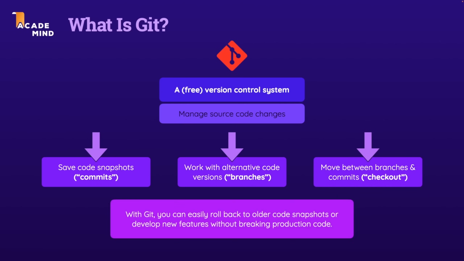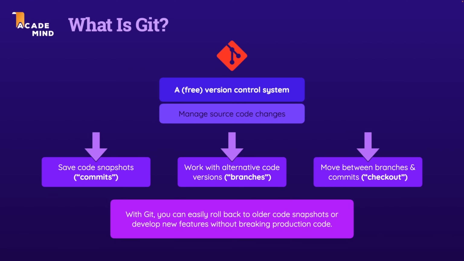So the idea behind Git is that you can use it to control your source code and, for example, easily roll back to older code snapshots if you messed something up, or develop new features simultaneously with your existing code without breaking that existing code, which might currently be powering your active website. And you will see these things and Git in action in that Crash Course section I just mentioned.